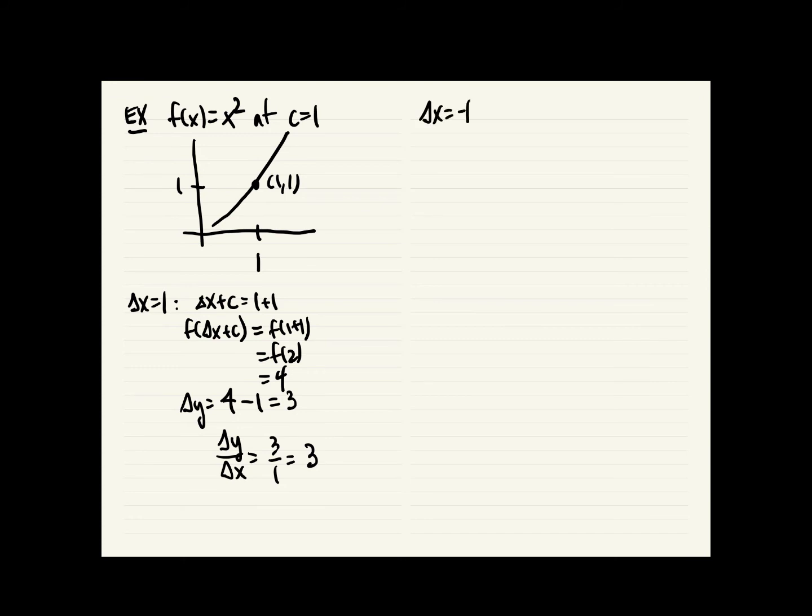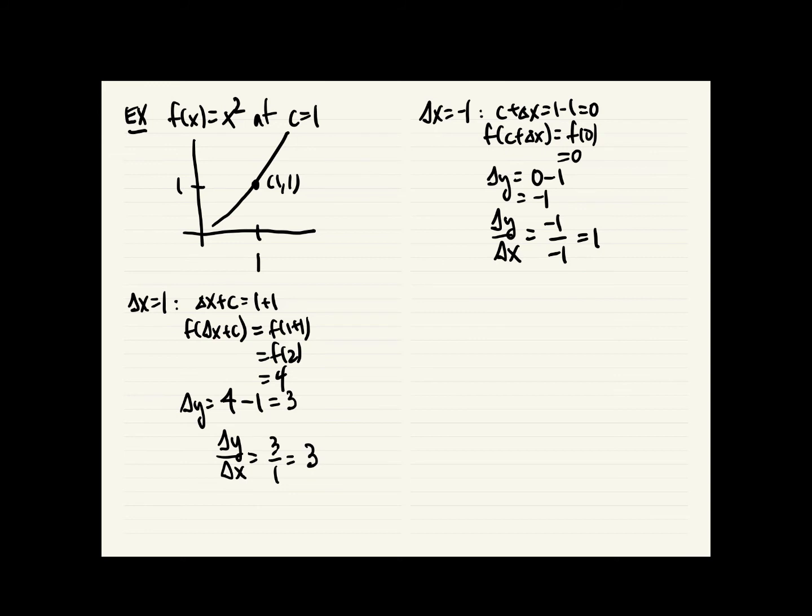So let's look in the other direction. What if we decrease our input? So our delta x equals -1. Then c plus delta x is 1 minus 1, which is 0. And then the value of my function at 0, well, you square 0 and you get 0. So our delta y, it's the new y value minus the old y value. So our delta y is -1. And so if I compute delta y over delta x, I get -1 over -1, and so I get 1.